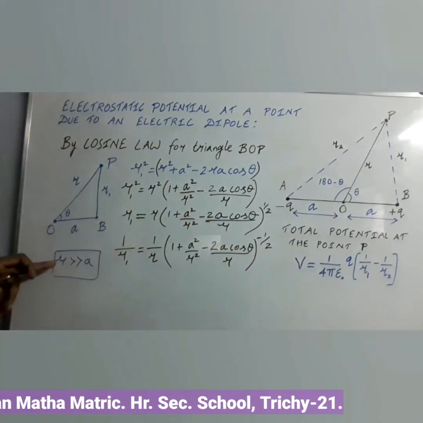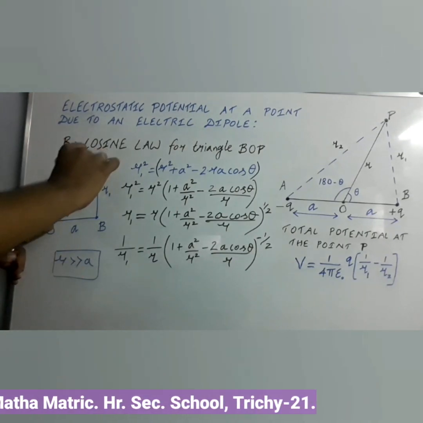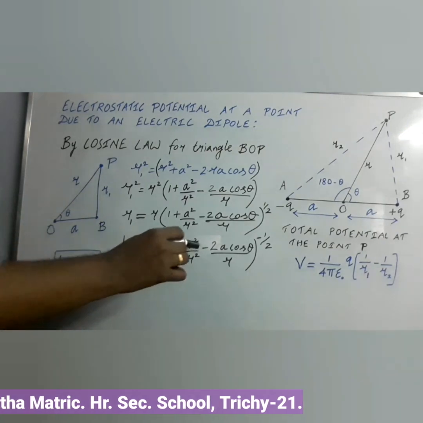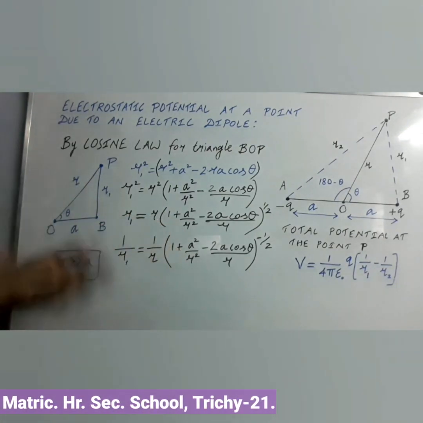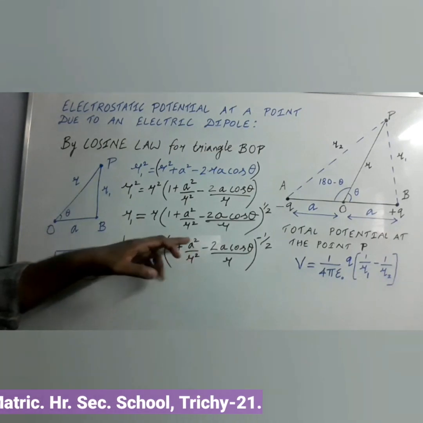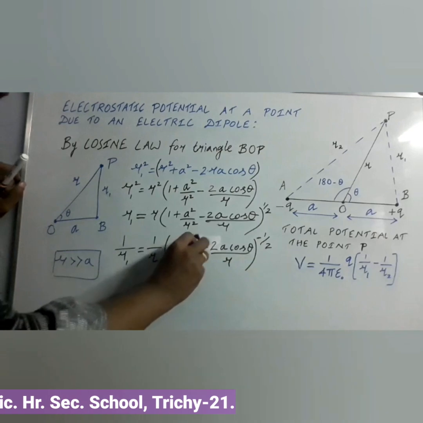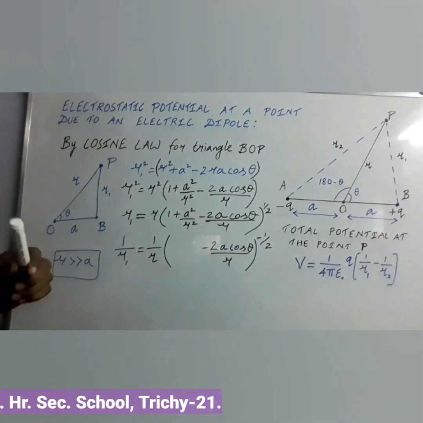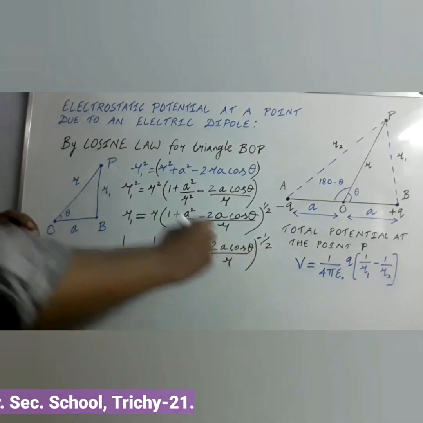Here I have written the expression r is greater than a. So r has the greater value compared to a. So a square by r square, a smaller value divided by a greater value, is a negligible value. So that can be neglected from this expression. So I am going to neglect the a square by r square. That is nothing but 1 minus 2a cos theta by r.